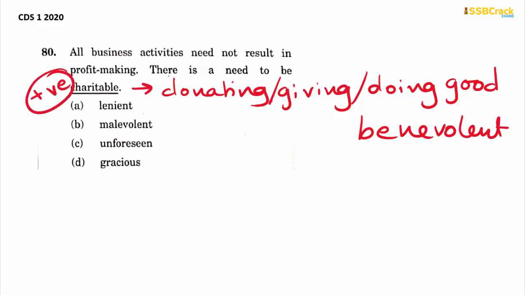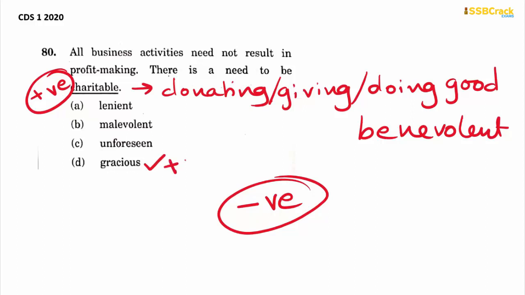So, in order to find its antonym, what kind of word should you look for? Positive or negative? A negative word. So, let's find this negative word from the options. Lenient, malevolent, unforeseen, gracious. Now, gracious is the only positive word here. So, if you are thinking of applying the positive-negative balance method in each and every question from the antonym section, then you are wrong, because this can be applicable to some questions while it cannot for others. So let's read the three other options.